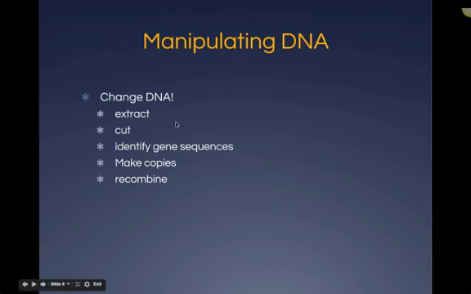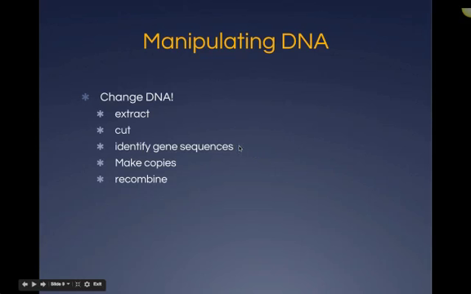And there are 5 different ways that we can change DNA. The first way is that we can extract it. So we can take it from the cell that it belongs in normally, or the cell that it's replicated in, and we can extract it to make a solution of just pure DNA from that cell. Second way is we can cut it. So we actually use these things called restriction enzymes to cut it into little pieces, or to cut just a section of it that we want to work with.